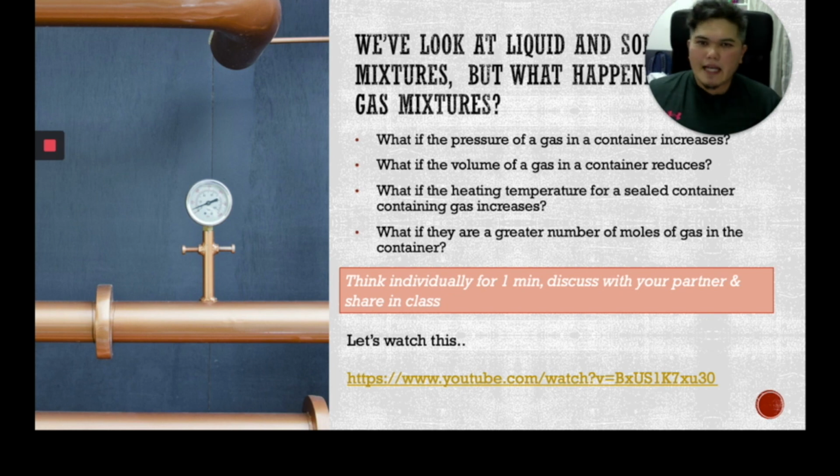So we have looked at liquid and solid mixtures, but what happens to gas mixtures? I would like you to think about this: what if the pressure of a gas in a container increases? What if the volume of a gas in a container reduces? What if the temperature of a sealed container containing gas increases? What if there is a greater number of moles of gas in the container?